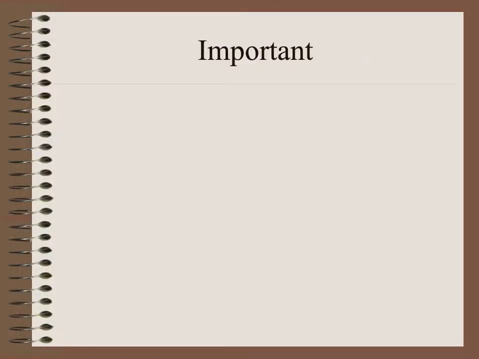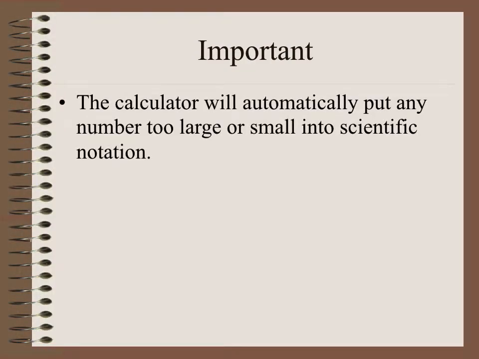Some important things about using your calculator. The first is that the calculator will automatically put any number that's too large or too small in scientific notation. If the number fits on the display easily, it will be written in standard notation. If not, it will be in scientific notation, so it is important to look at the entire list of numbers going across the display. Note if a number has times 10 to a power, because that number should be in scientific notation.